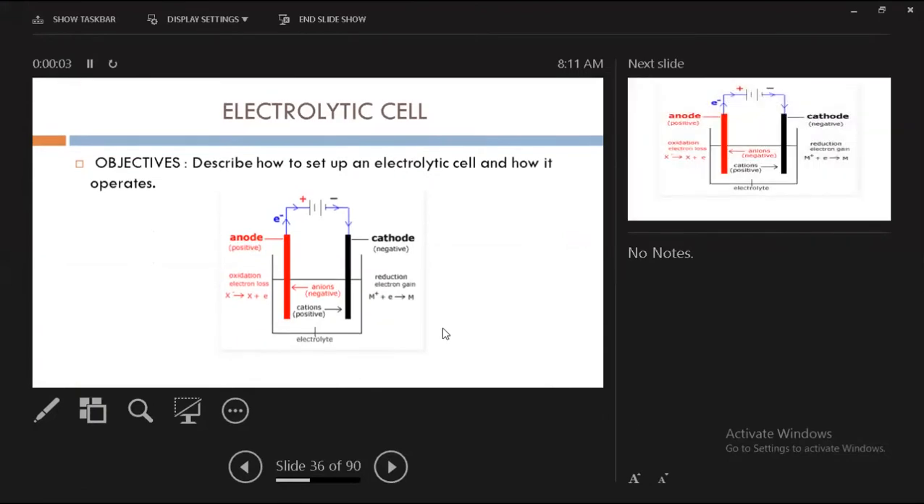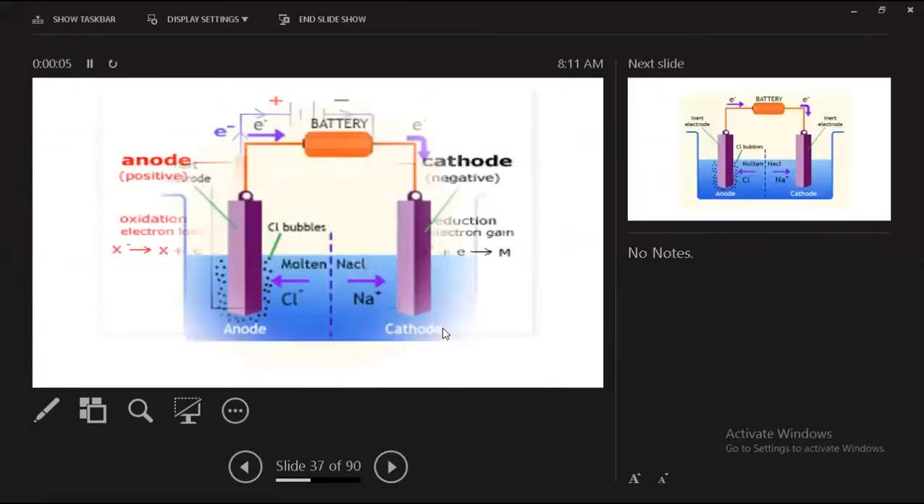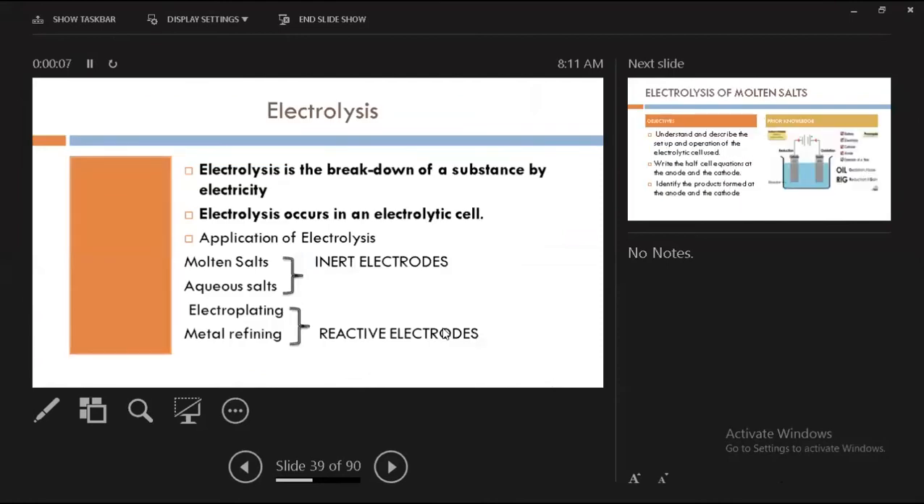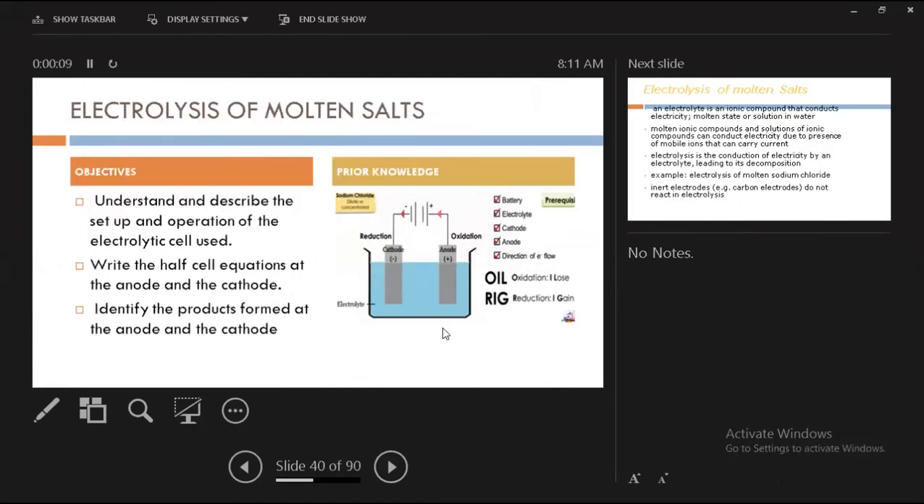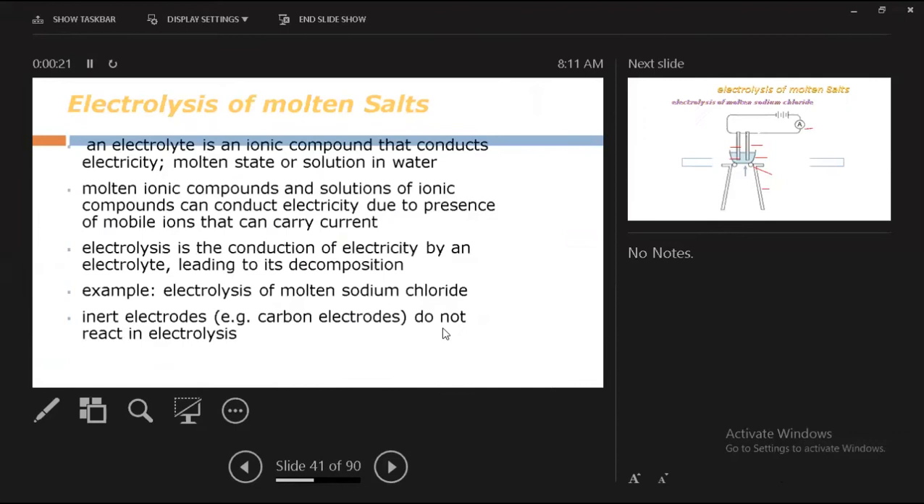Now, let's go back to what we're discussing. We are looking at the electrolysis of molten salts using inert electrodes. The salts can conduct electricity when they are in the molten state. When electricity is passed through, cations will move to the cathode, and anions will move to the anode.